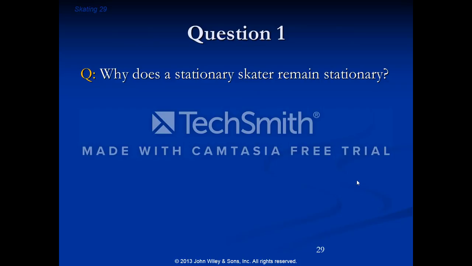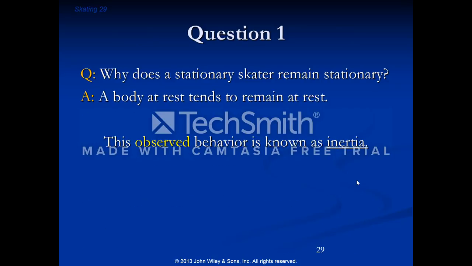Why does a stationary skater remain stationary? Well, it's actually part of what's known as Newton's first law of motion that tells us a body at rest is always going to tend to remain at rest. And this idea of things not wanting to move is better known as inertia. Any object with mass has inertia, which means it's going to resist a change to its motion. So if it's at rest, it's going to want to stay at rest.